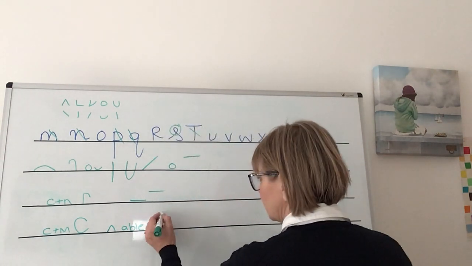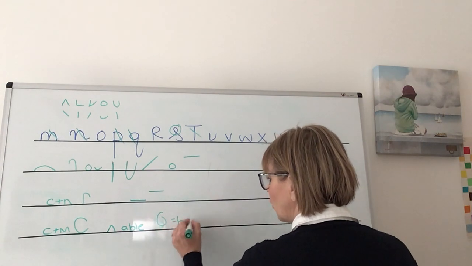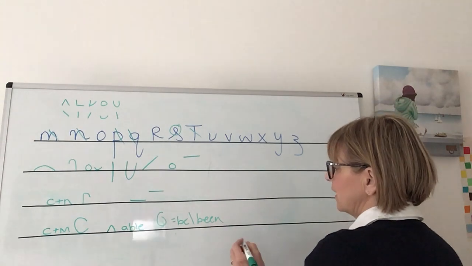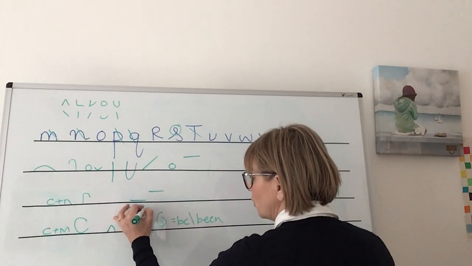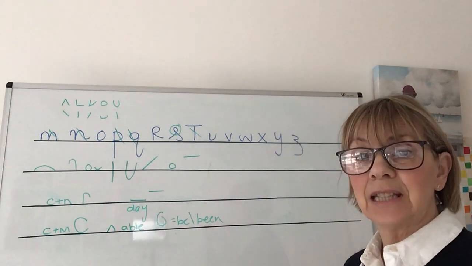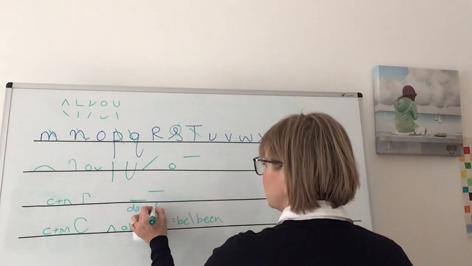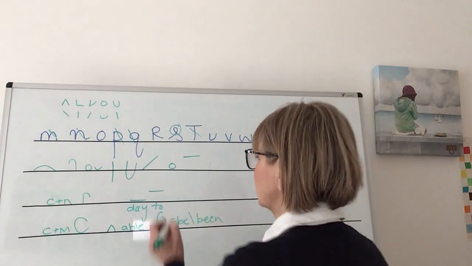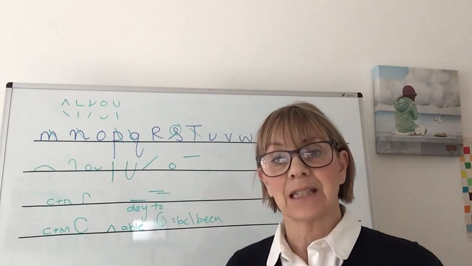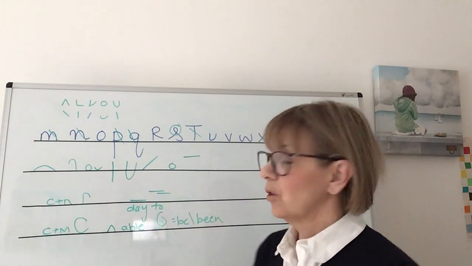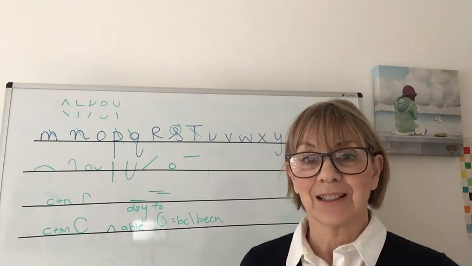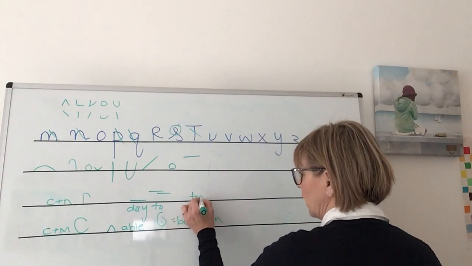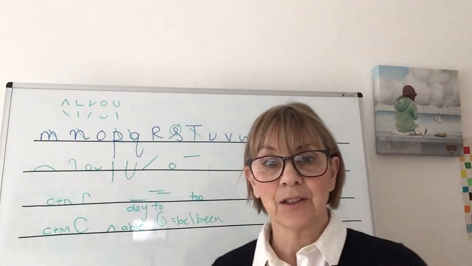B is be or been. D is day, so on its own like that, it's the word day, and T is to. So if you put them together, the D underneath the T to show that it's D, you get to do or today. If you wanted to with a double O, that's when you need the vowel.